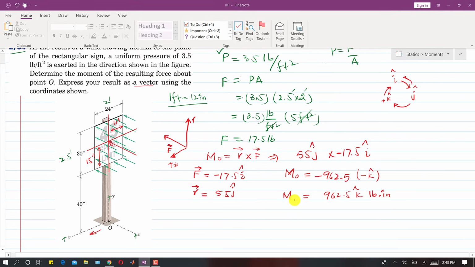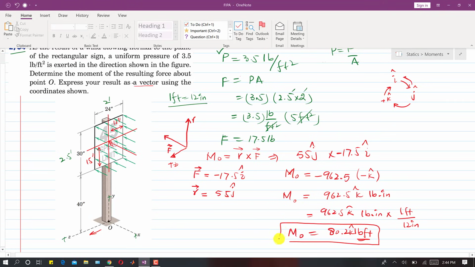So now if you want to convert this into feet, 962.5 K is in pound inches, and if we want to convert it into feet, 1 foot is equal to 12 inches. So we will divide this by 12, and then we will get 80.2 pound feet, right? And this is the positive K direction. So this is the moment about this point O, right?